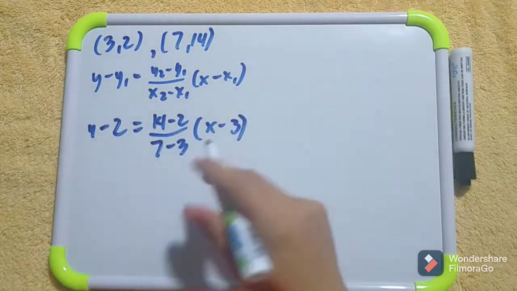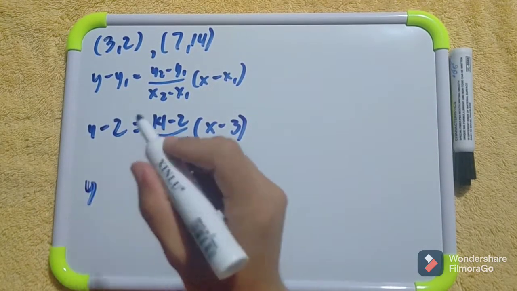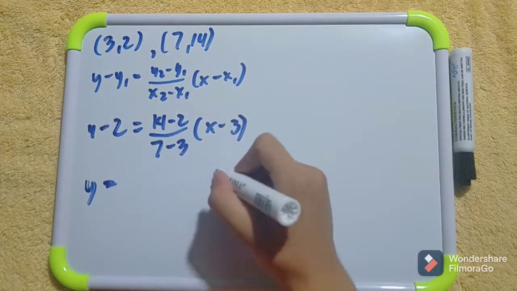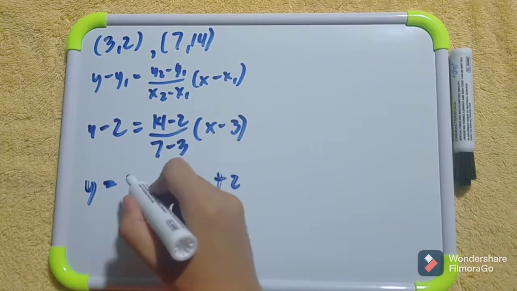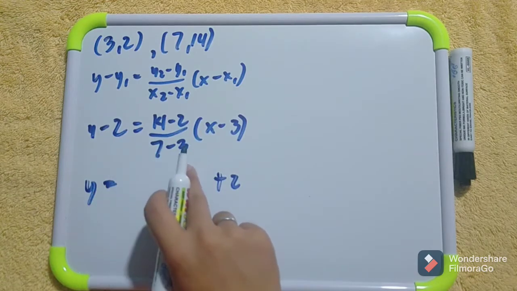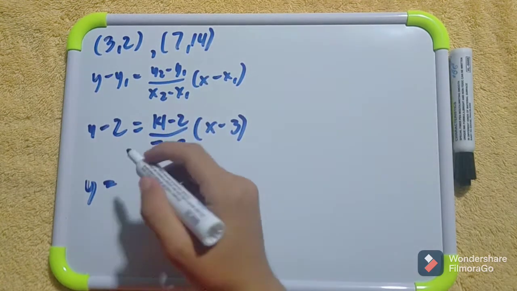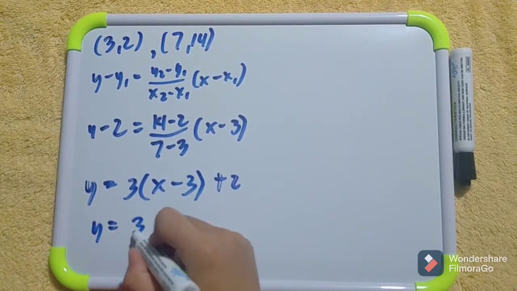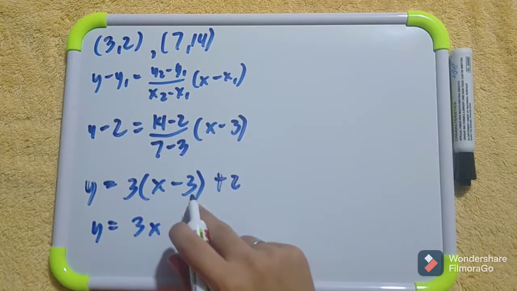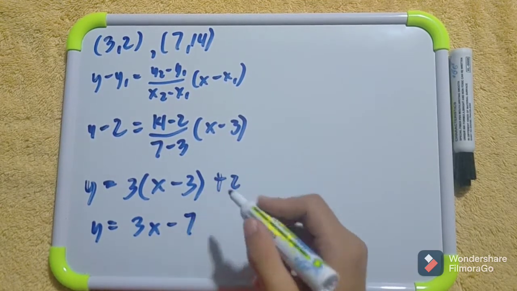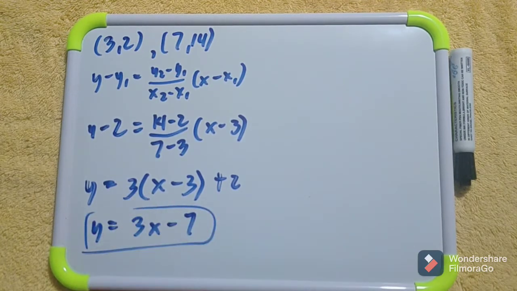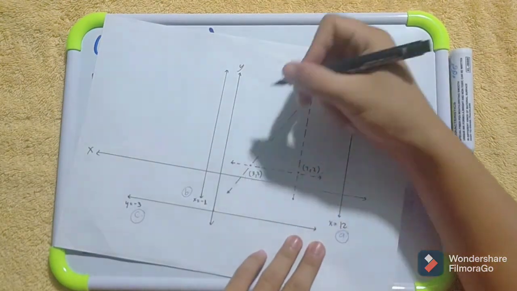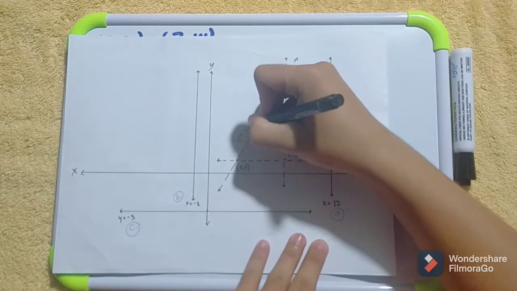And then, compute na lang natin, sagutan na natin. And then, y is equal to, so lipat na natin yung 2, magiging positive 2 siya dito. And then 14 minus 2 is 12 over 7 minus 3, which is 4. So 12 over 4 is 3 times the quantity x minus 3. So y is equal to 3x, 3 times negative 3 is negative 9 plus 2. So negative 7. So ito na yung equation ng line natin. So dito, y is equal to 3x minus 7.